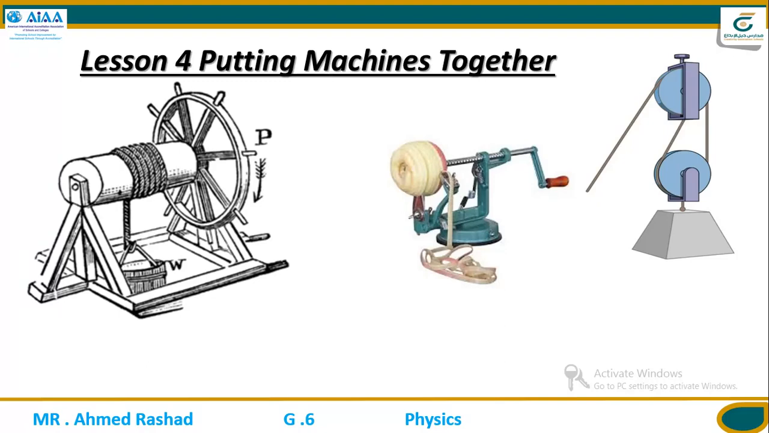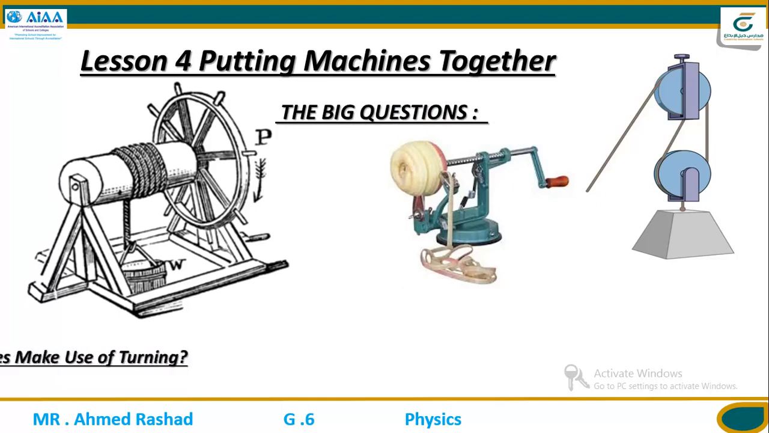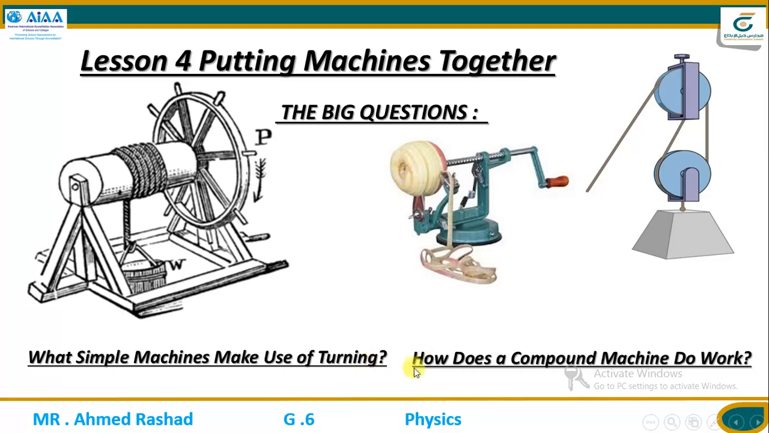The big questions for today. Number 1, what simple machines make use of turning? So what are the tools we can use for turning? And what's the meaning of turning? Question number 2, how does a compound machine work? How can we make a compound between some examples of simple machines, and how can that make work easier?